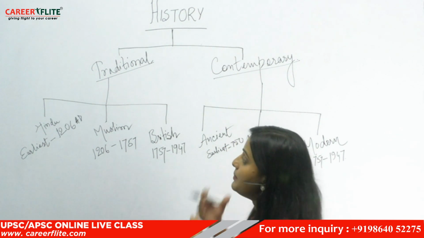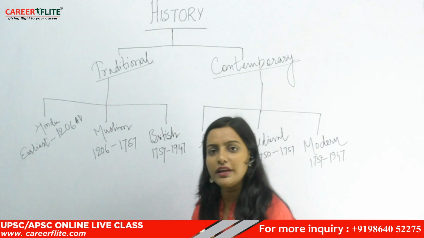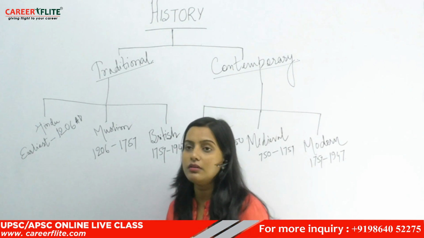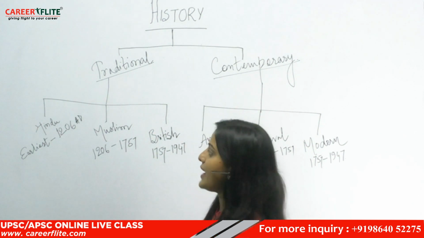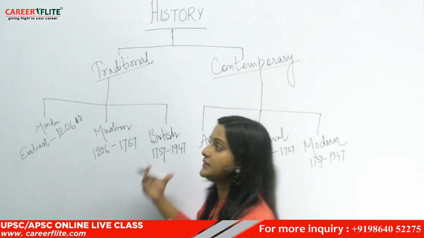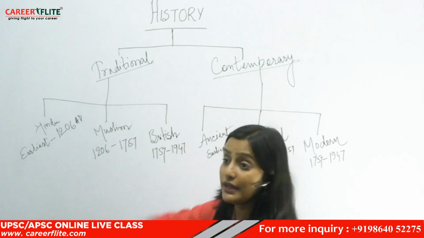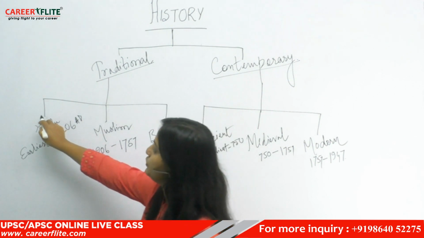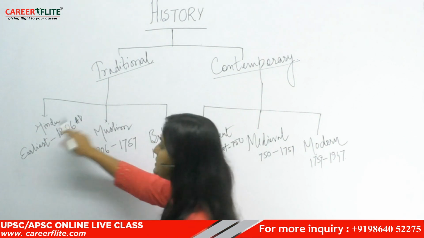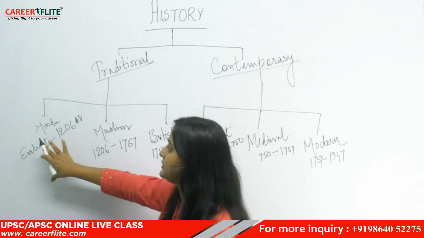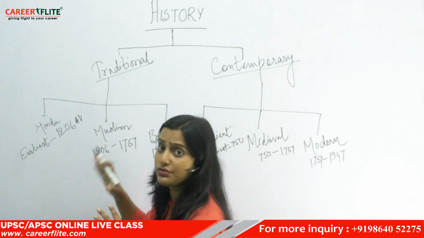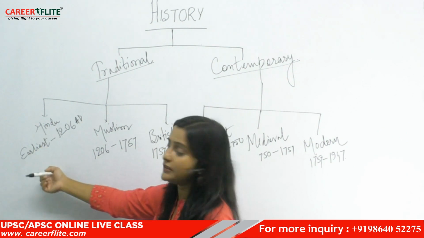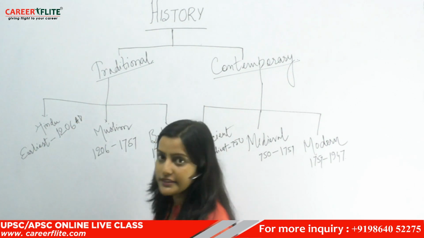Now, when we talk about the traditional classification of history, there is a scholar called James Mill who has classified this traditional approach when it comes to Indian history. He has divided it into three phases. The first is what he calls the history dominated by Hindus, which started from the earliest period to 1206 AD.